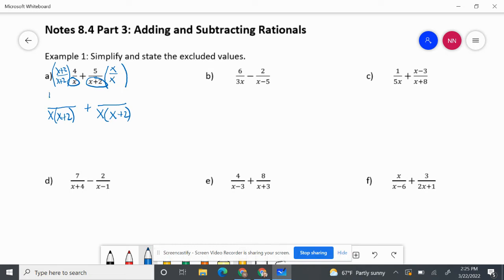4 times x is 4x. 4 times 2 is 8. 5 times x is 5x. Now we add the like terms. 4x plus 5x is 9x. And then we have the plus 8.